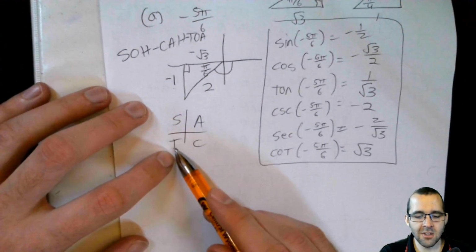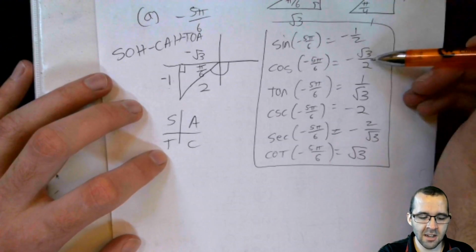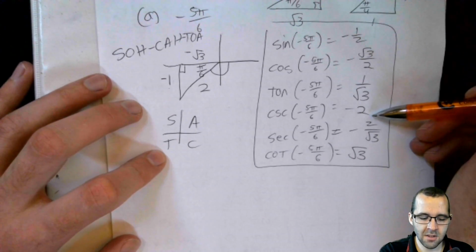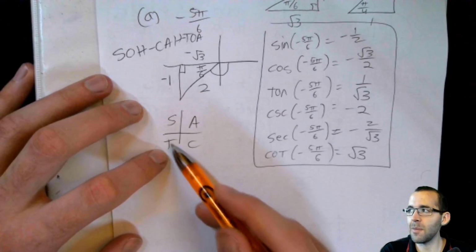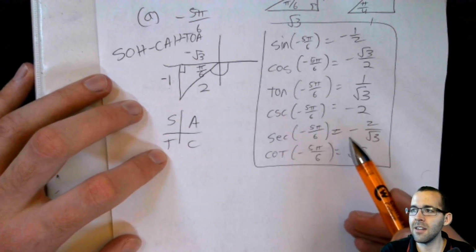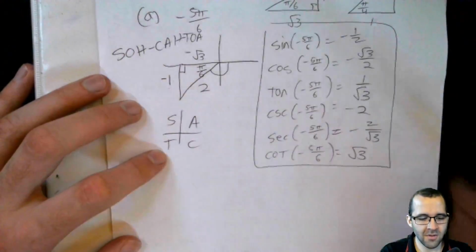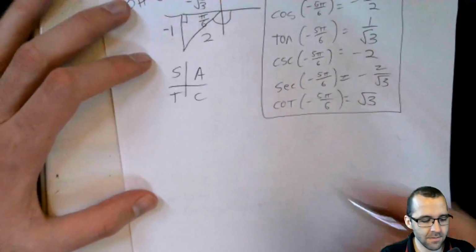This says that only tangent should be positive. So sine's negative, cosine's negative, tangent's positive. Good. Negative, negative, positive. Great. This says only tangent should be positive. And indeed, only tangent is positive. Good little way to check your answer.